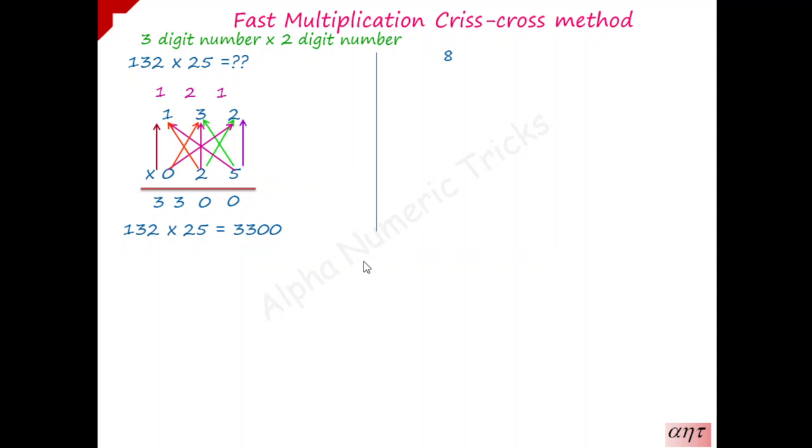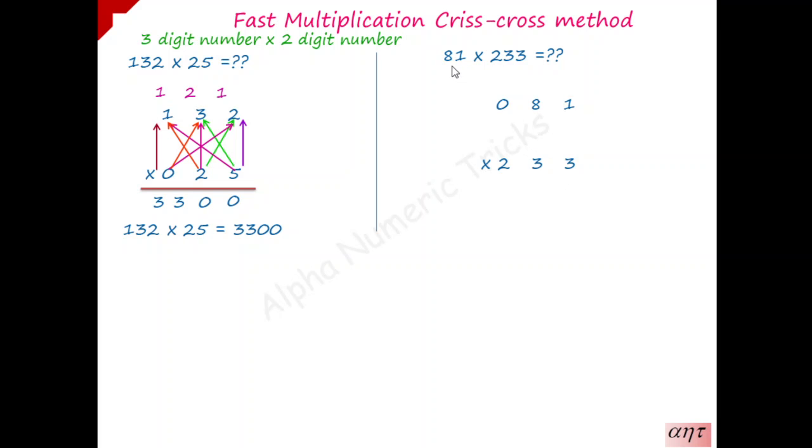Now we will see some other example. 81 is multiplied by 233. That is, 81 is a 2-digit number. To make this number 3-digit, we have to include 0 before this number. So 081, and that is multiplied by 233.